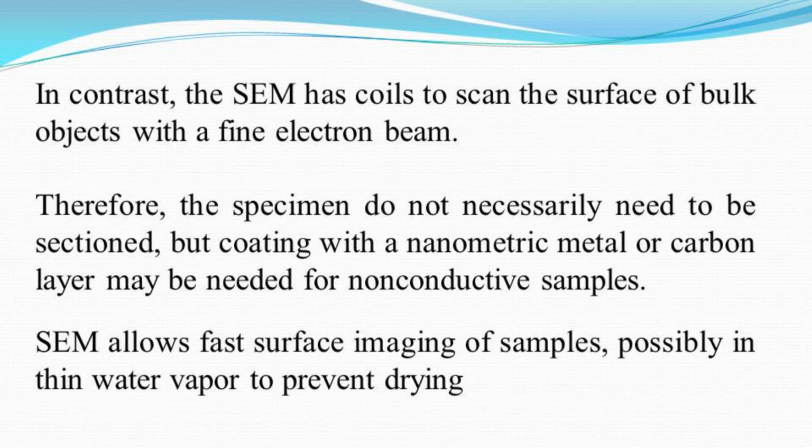In contrast to TEM, SEM has coils to scan the surface of bulk objects with a fine electron beam. Therefore, the specimen does not necessarily need to be sectioned, but coating with a nanometric metal or carbon layer may be needed for non-conductive samples. SEM allows fast surface imaging of samples, possibly in thin water vapor, to prevent drying.